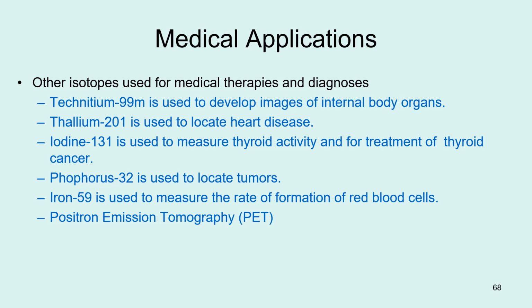Here are some other examples of isotopes used in medical therapies and diagnosis. Technetium-99m, that m just means metastable, so it doesn't turn into anything else, but it's excited. It's used for developing images. Thallium-201 is used to locate heart disease. Iodine-131 is used to measure thyroid activity and for treatment. Another iodine isotope, I forgot which one, is also used for measurement. Phosphorus-32 is often used to locate tumors. Iron-59 is used to measure the formation of red blood cells. If you have a PET scan, that's positron emission tomography, which I don't know the details of, but it's a type of radiation.